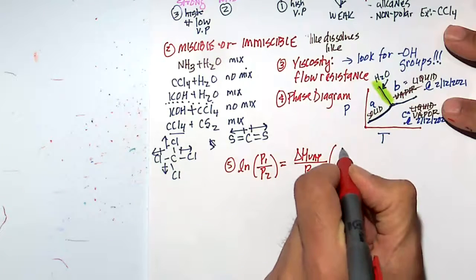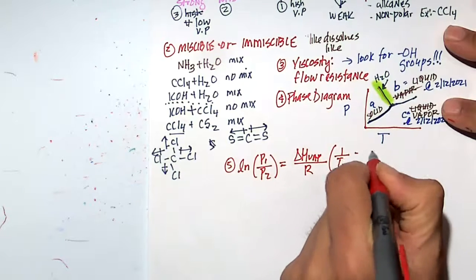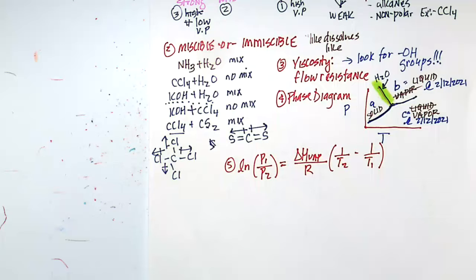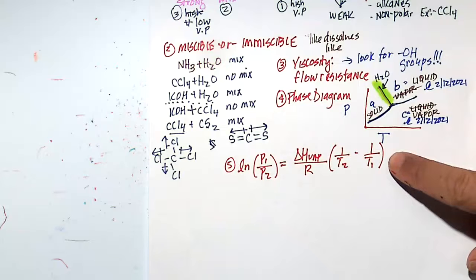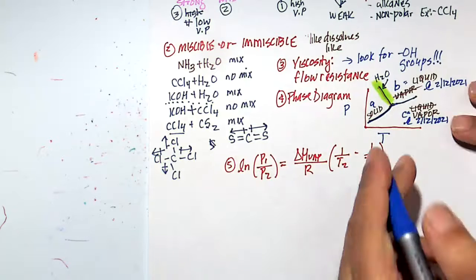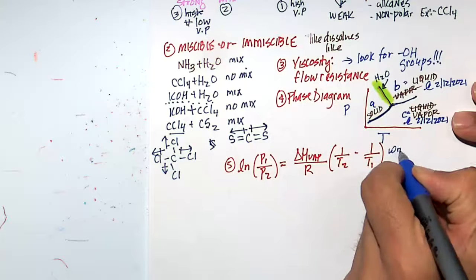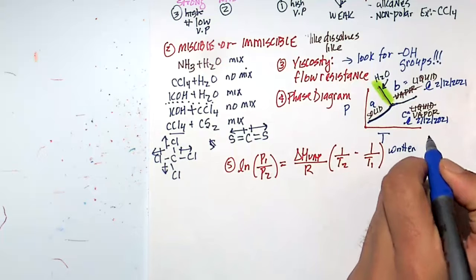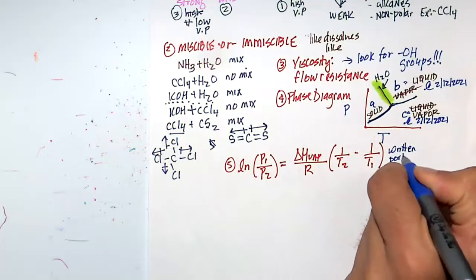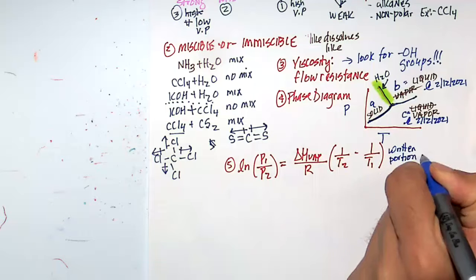Okay, so 1 over T2 minus 1 over T1. All right, so this equation will be given. You'll have it in the multiple choice, and it's also in the written portion of the exam. So for that one, I'm going to ask you to show your work for partial credit or full credit.